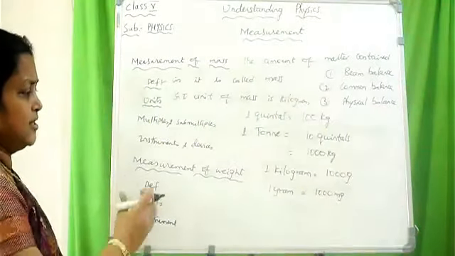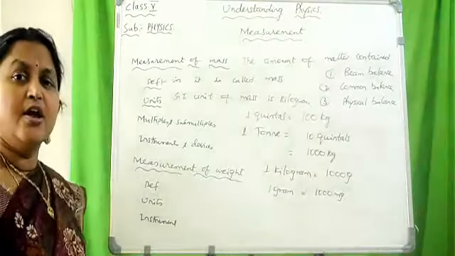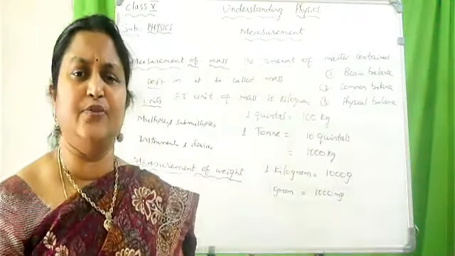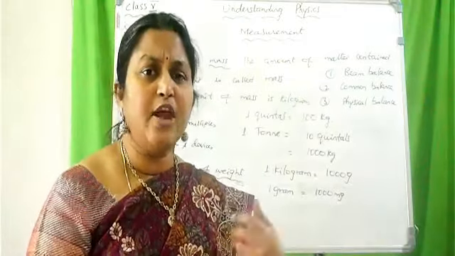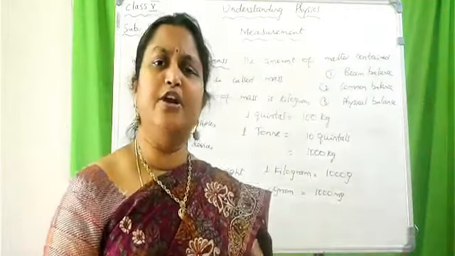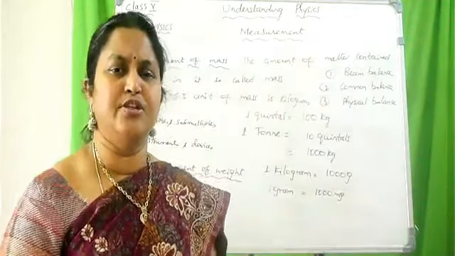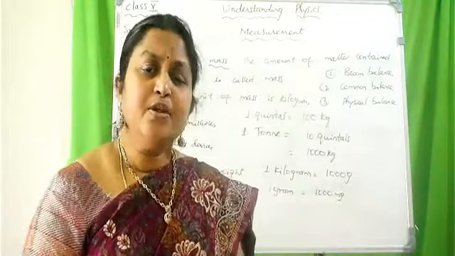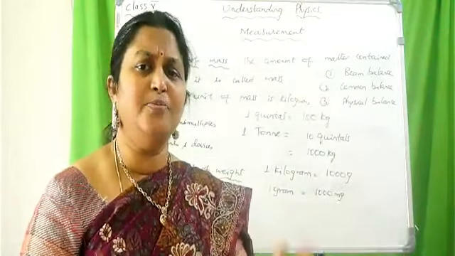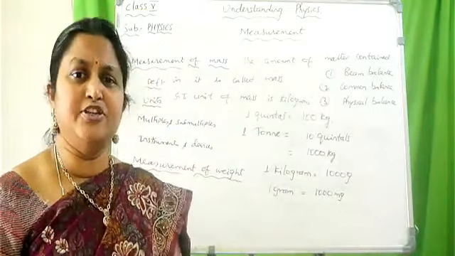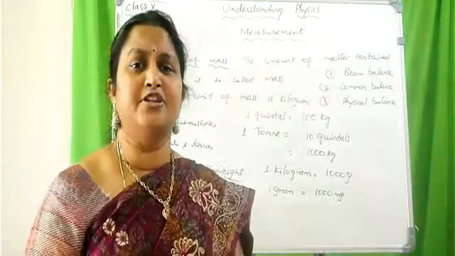Now let me discuss the measurement of weight. What is the difference between mass and weight? If you understand this, it's very easy for you. Suppose the mass of your body is 50 kg. When you went to the fruit market, you took some fruits, and their mass is 5 kg. The mass of that object stays the same, but the weight will change from place to place. Why does it change from place to place?